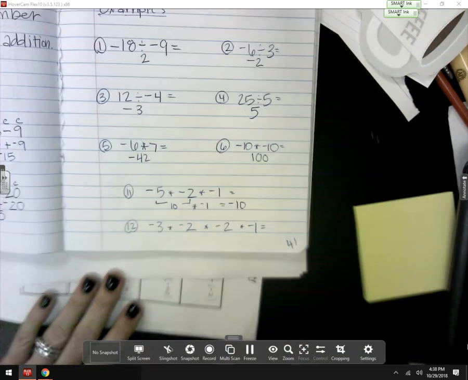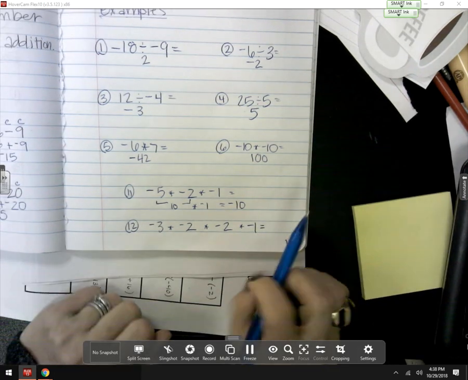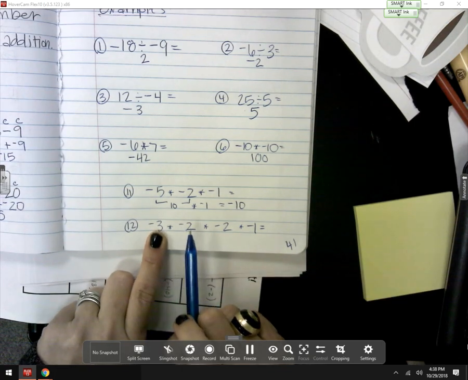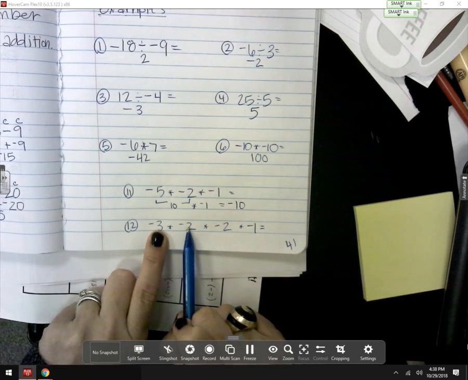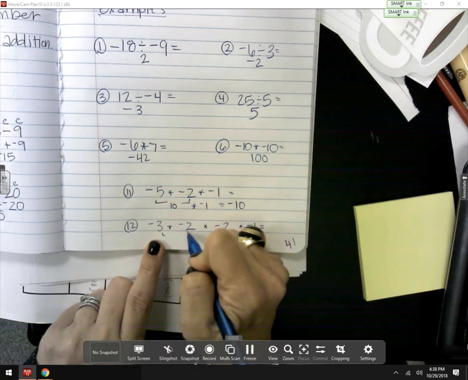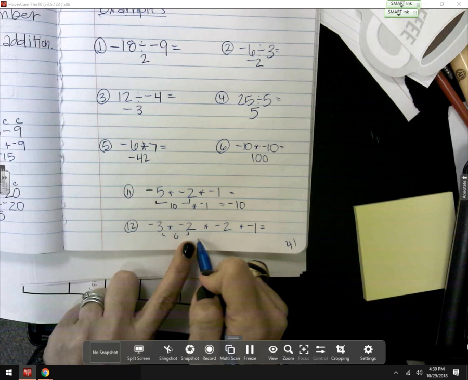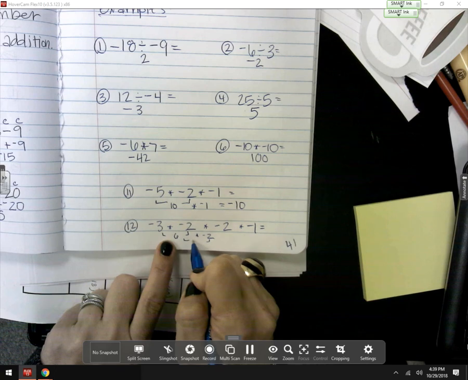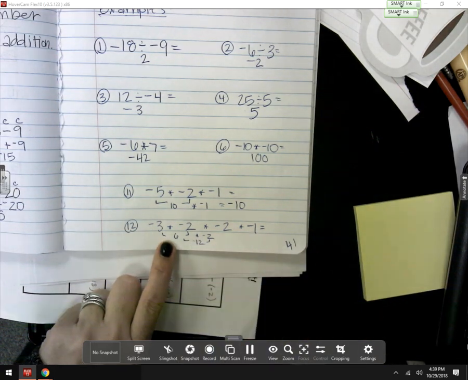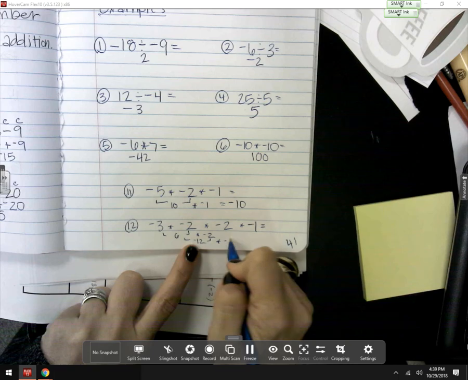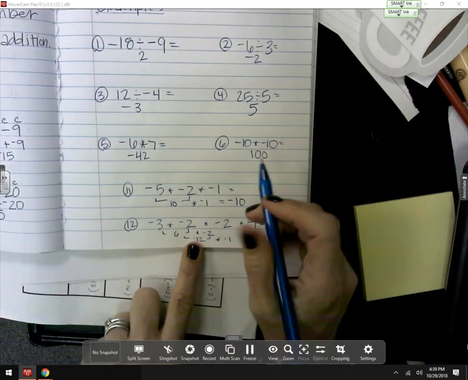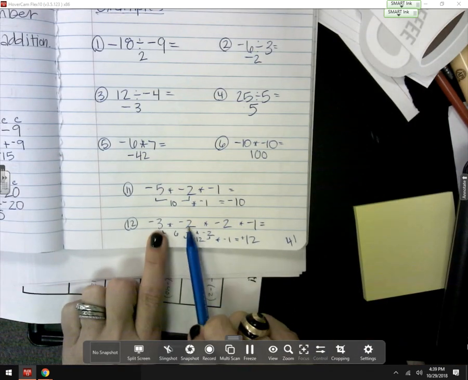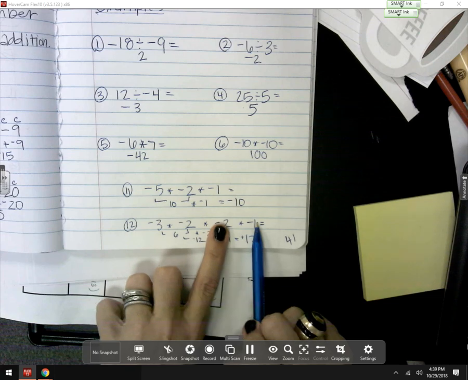So now here's another one where I have 4 numbers instead of 3. I'm going to multiply these two together. Negative 3 times negative 2. That's going to give me positive 6. Now I have to multiply positive 6 times negative 2, which is a positive times a negative, so that gives me negative 12. And then I have my negative 1 left over, so I have to multiply times that negative 1. So negative 12 times negative 1 gives me positive 12. Another way to think about it is these two kind of cancel each other out, and these two kind of cancel each other out.